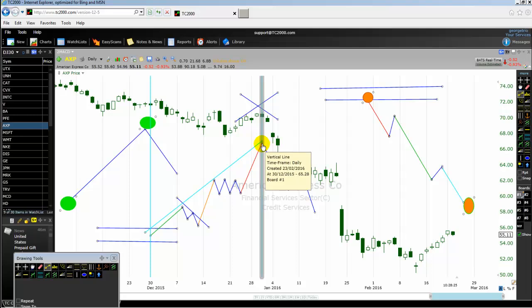All right. If we cannot see the internal wave, we can also use wave count by comparison. We do not want to confound a motive wave with a corrective wave.